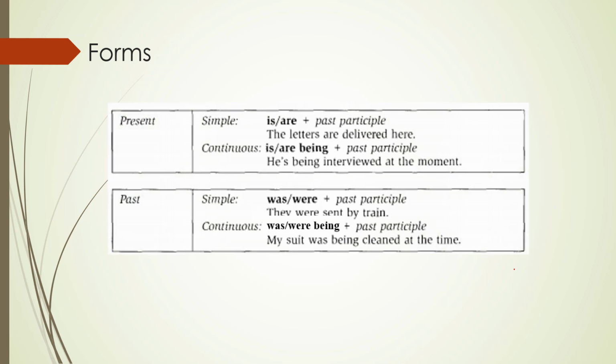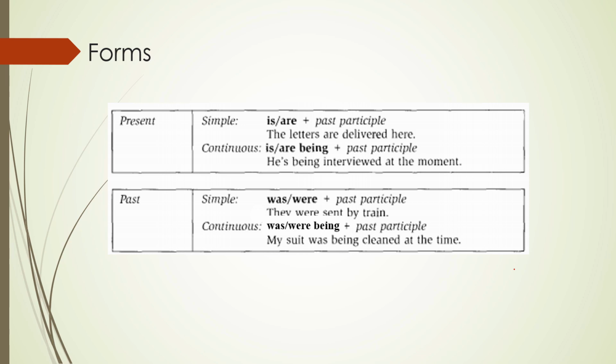It is about forms or structures or formulas for passive voices. There are 16 tenses in English. For simple present, the formula must be is or are plus past participle. And for continuous, is or are being plus past participle. Simple past, was or were plus past participle. And for continuous, was or were being plus past participle. Don't forget to add being for all continuous.